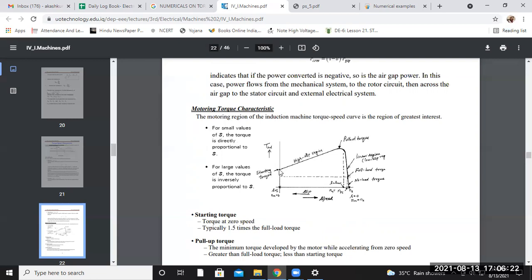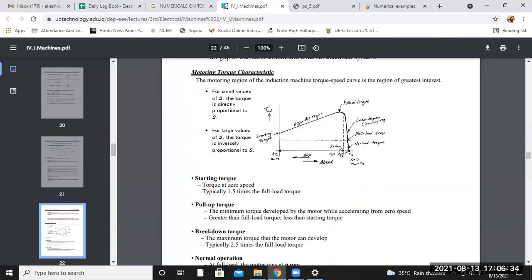Now, from the starting point, if we increase the value of the speed, then the high slip region is there. But after the pull-out torque is provided, pull-out torque means the machine will run out of synchronism.